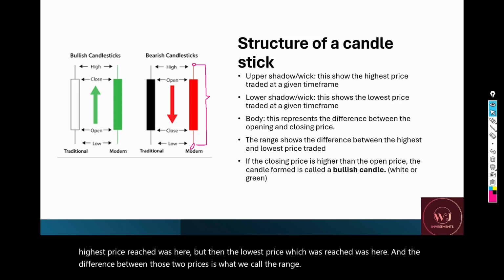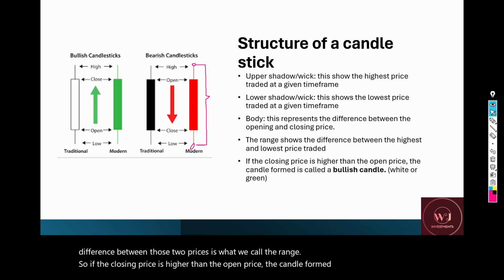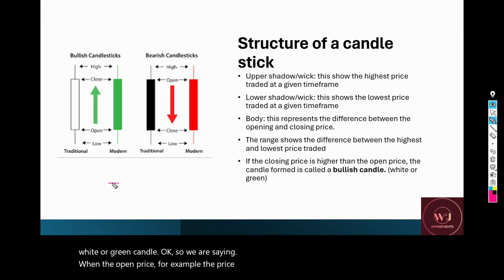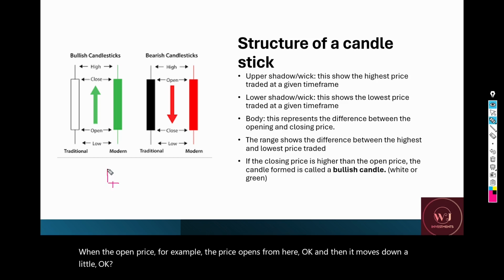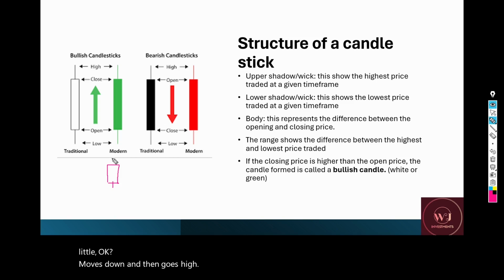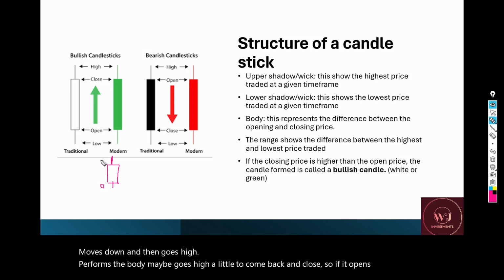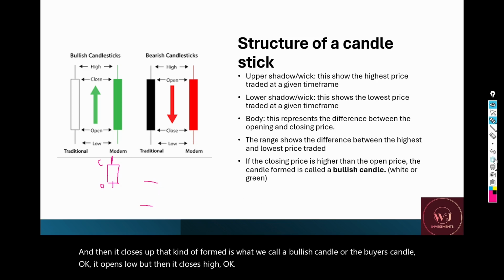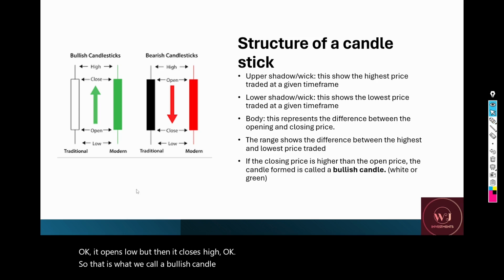So if the closing price is higher than the open price, the candle formed is a bullish candle, or a white or green candle. So when the price opens from here, moves down a little, and then goes high, forms the body, maybe goes high a little to come back and close. If it opens low and then closes high, that candle is what we call the bullish candle, or in simple terms, the buyer's candle.